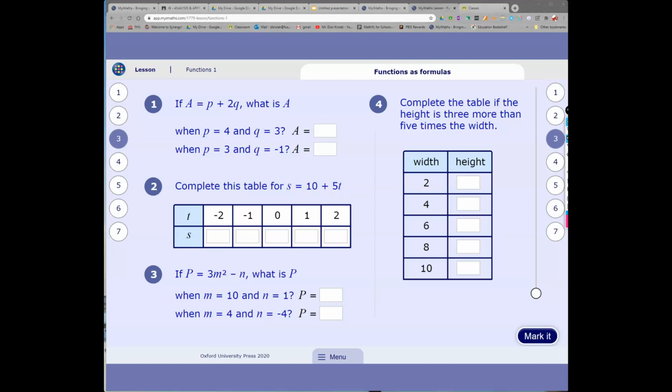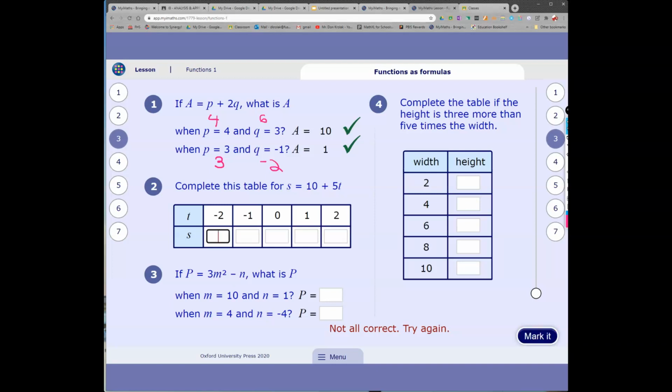So here it says the output is equal to P, 4, plus 2 times Q, which is 6. So our output here is going to be 10. P is 3. Q is negative 1. So 2 times negative 1, negative 2. Add those up and we get 1. Oh, not all correct, because I didn't finish the rest of them. These two are correct.